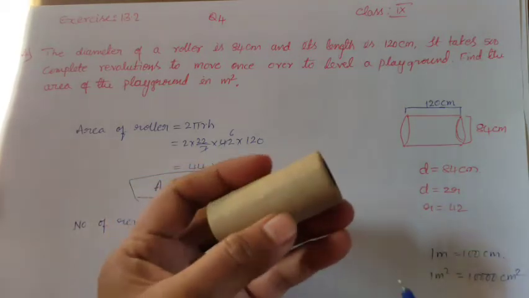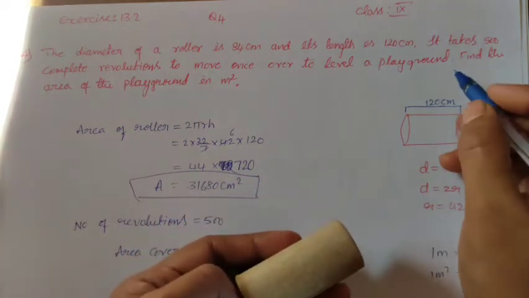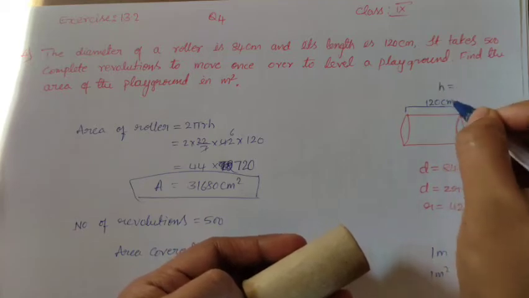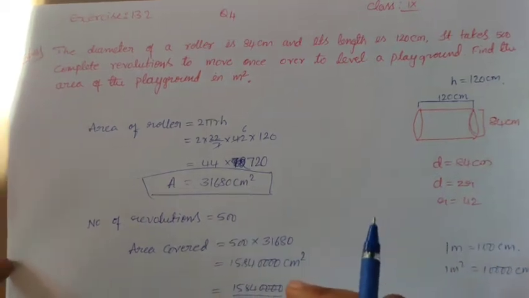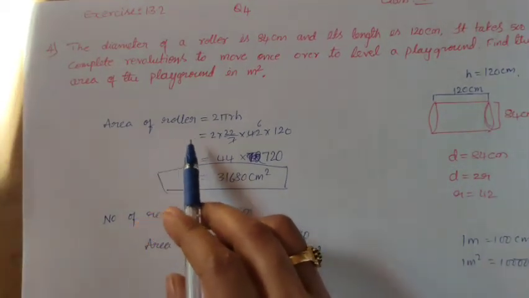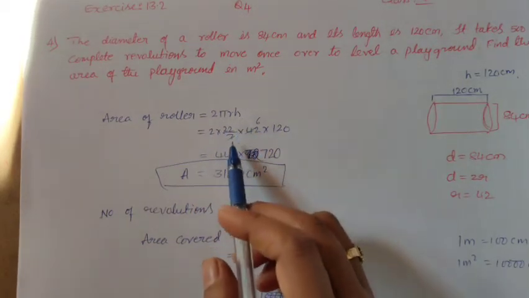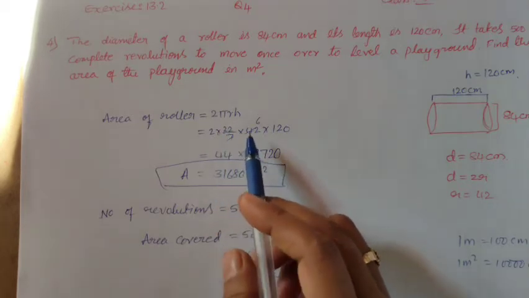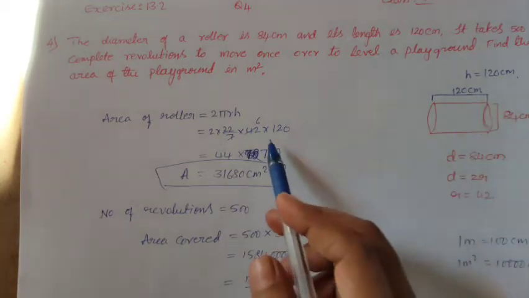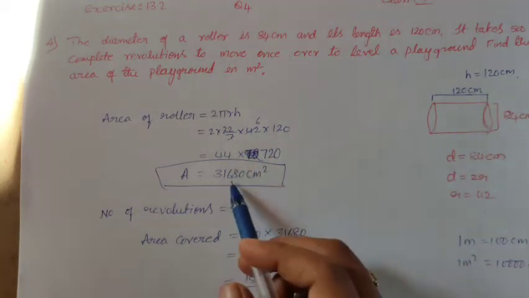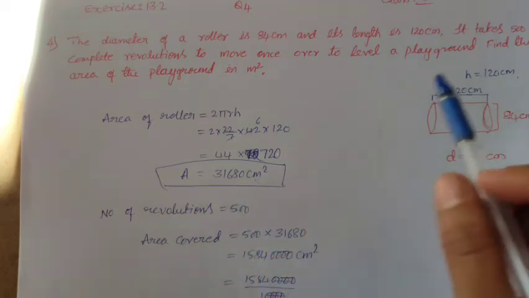This length, 120 centimeter, is nothing but the height of the cylinder. Here the area of one roller is 2 pi r h. So you put the pi value, the r value 42, and the h value 120. Then we get the area as 31680 centimeters square.